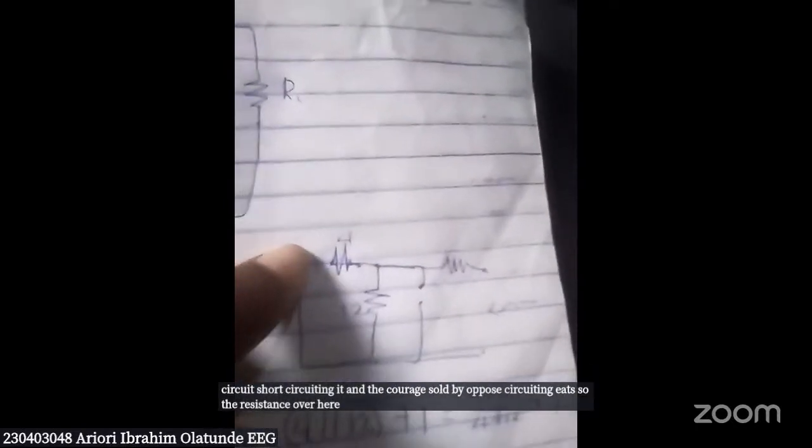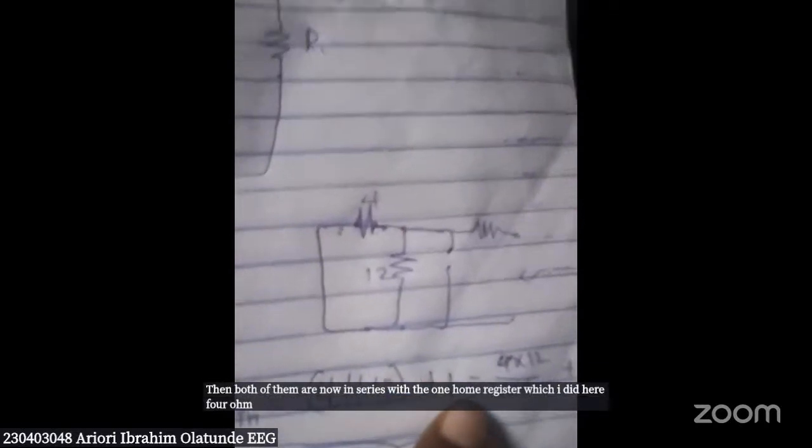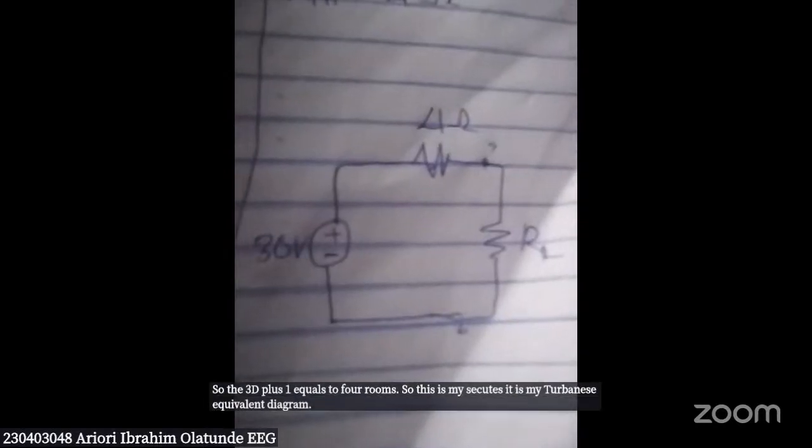I switched off the voltage source by short-circuiting it, and the current source by open-circuiting it. So the resistance over here is equal to 4 ohm parallel to 12 ohm. Then both of them are now in series with the 1 ohm resistor, which I did here: 4 ohm parallel to 12 ohm, in series with the 1 ohm resistor. So 4 times 12 over 4 plus 12 is 48 over 16, which is 3. So 3 plus 1 equals 4 ohm. So this is my circuit. This is my Thevenin equivalent diagram: 30 volts connected in series with 4 ohm.